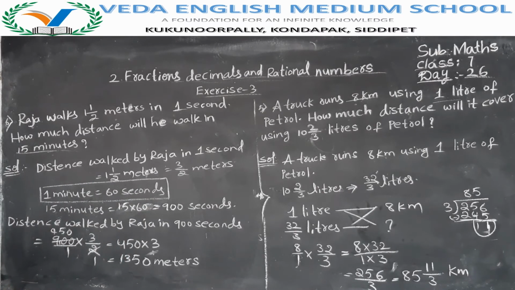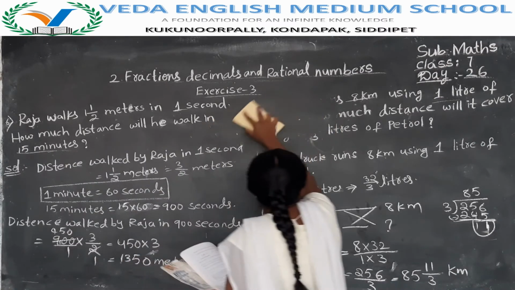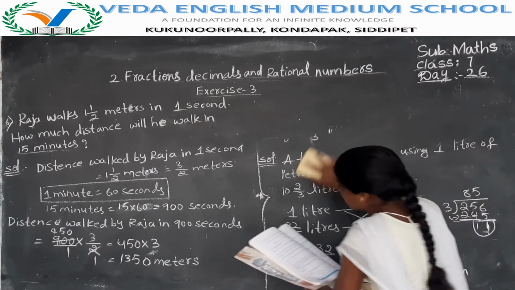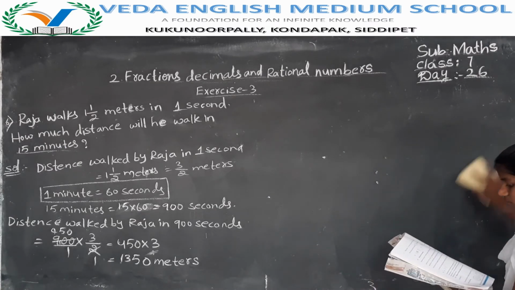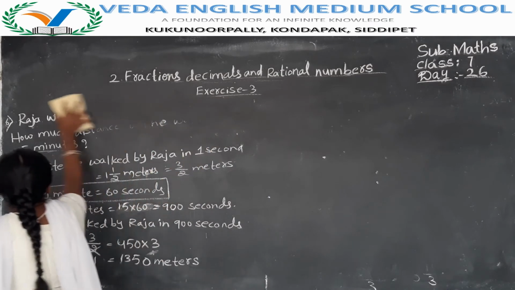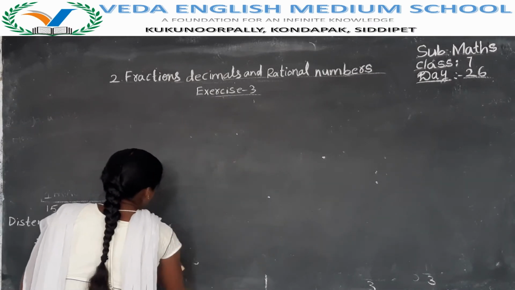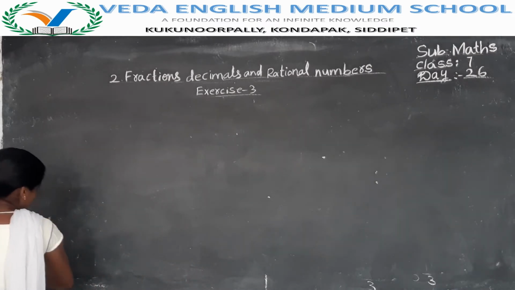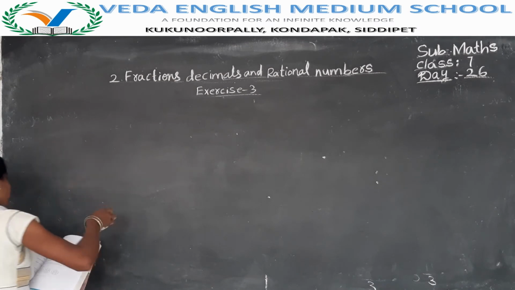Next, which question? Next one is the 7th one. Provide the number in the box to make the statement true. Now they have given one statement. We have to complete that statement. Now see here, 7th one.